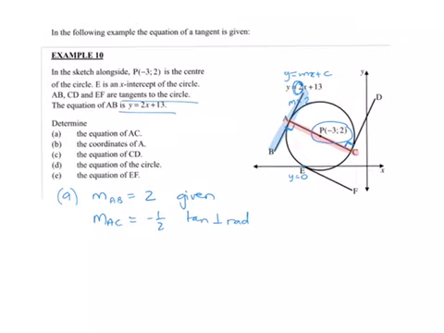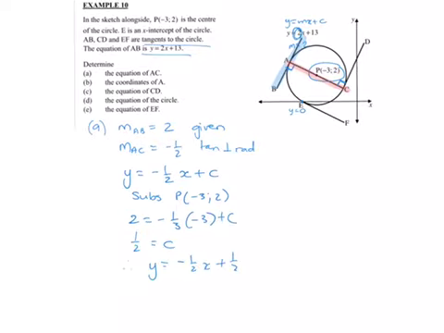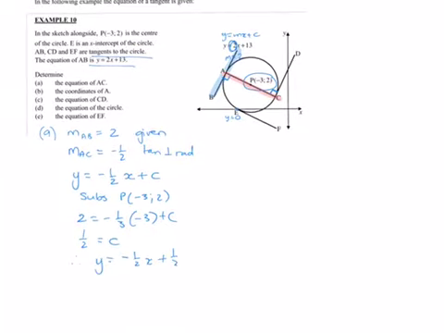So then the diameter is a straight line, so again we're using y equals mx plus c. And what point lies along the red line? P. So I'm going to sub in P, which is negative 3 and 2. When we work out c, it's equal to a half. So y equals negative a half x plus a half. That's the equation of AC. That's the red line.